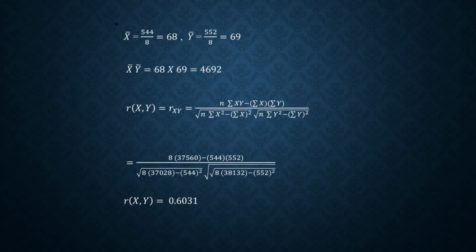Now r(x,y) equal to, let us use the formula n sigma xy minus sigma x sigma y by root of n sigma x square minus (sigma x) the whole square into root of n sigma y square minus (sigma y) the whole square. So by substituting all the values we have r(x,y) is 0.6031.